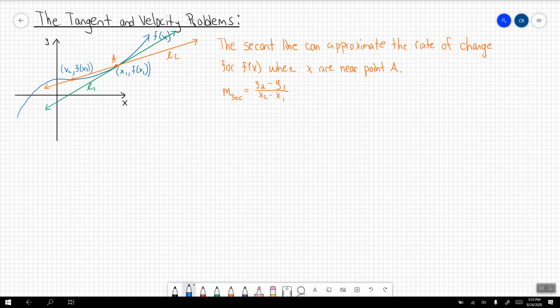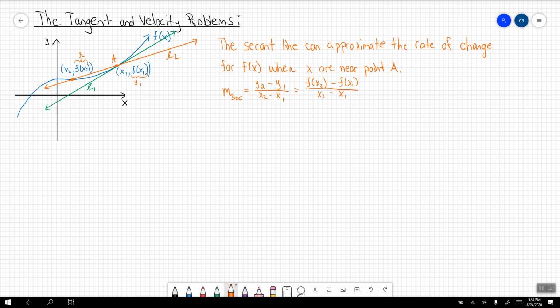In this instance, when we're looking at x1, this portion is y1. And for the second point, this portion is y2. In that instance, our slope of the secant line now becomes something really nice, which is f of x sub 2 minus f of x sub 1, all divided by x sub 2 minus x sub 1.